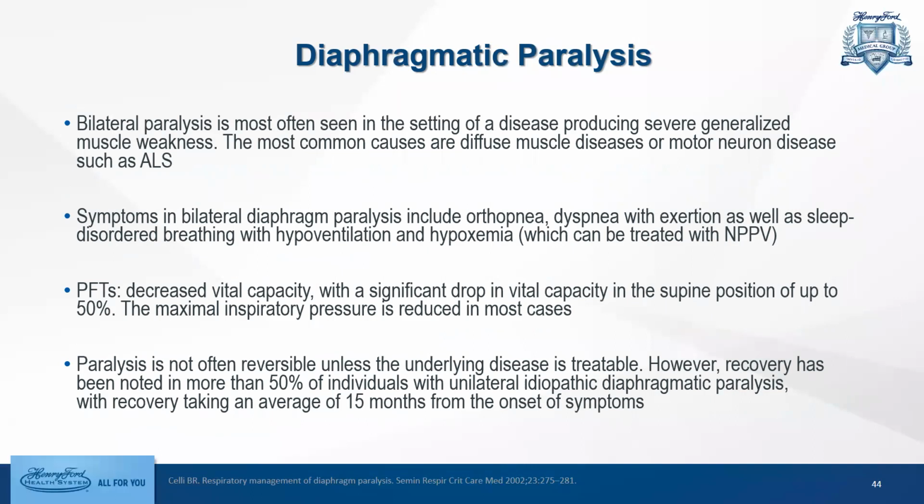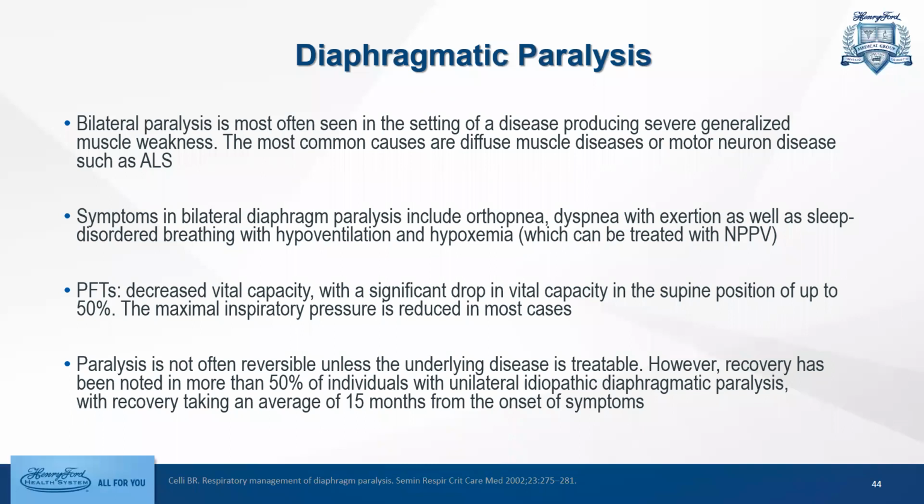Whenever you have bilateral paralysis, there's usually a disease that's producing progressive muscle weakness. Most common causes are motor neuron diseases like ALS. You're going to be more short of breath, with dyspnea with exertion. You're going to have sleep disordered breathing, hypoventilation, and you're going to need non-invasive positive pressure ventilation. In PFTs, we're going to see decreased vital capacity, with a significant drop in vital capacity in the supine position of up to 50%.